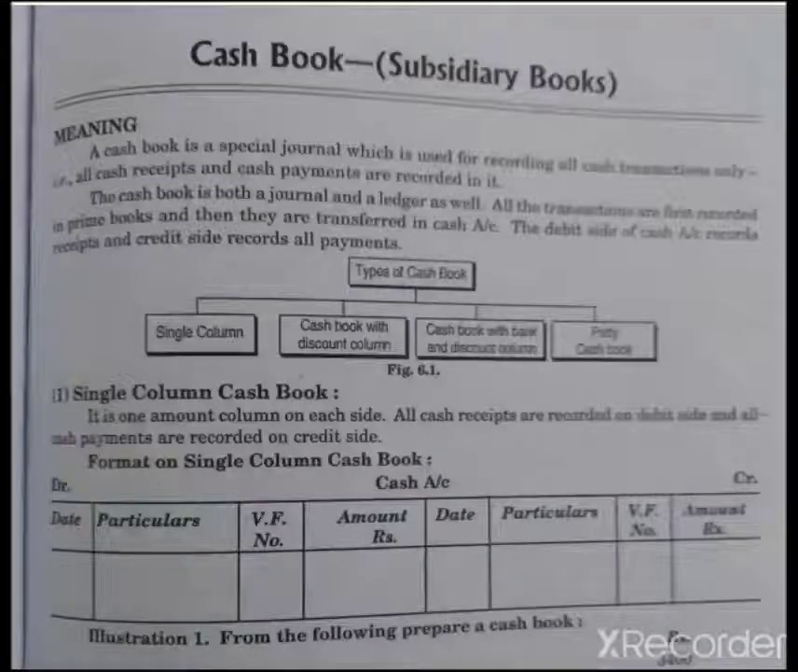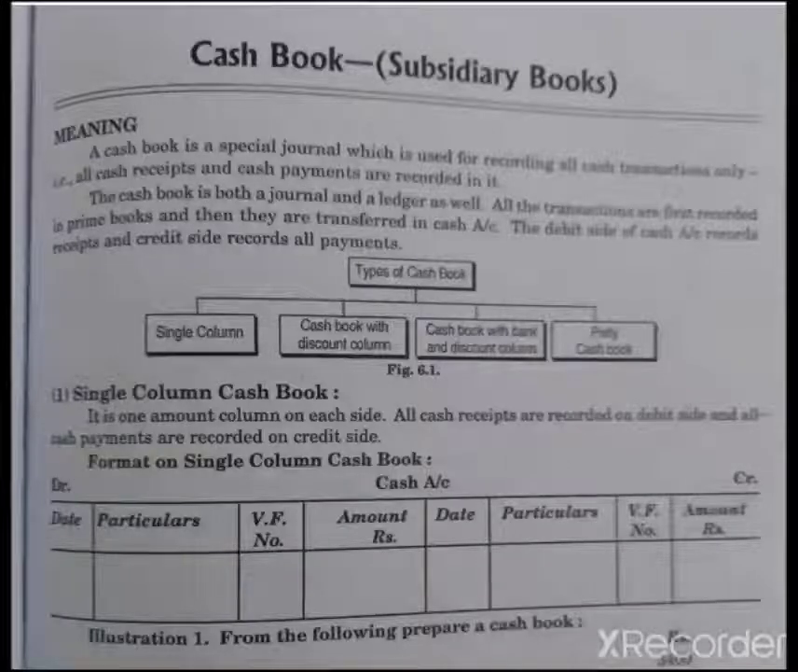There are four different kinds of cash book. In the single column cash book, there will be only a cash column. The proforma of the single column cash book is the same as that of the ledger. Second is cash book with a discount column, that is a two column cash book. There will be a cash column and a discount column.